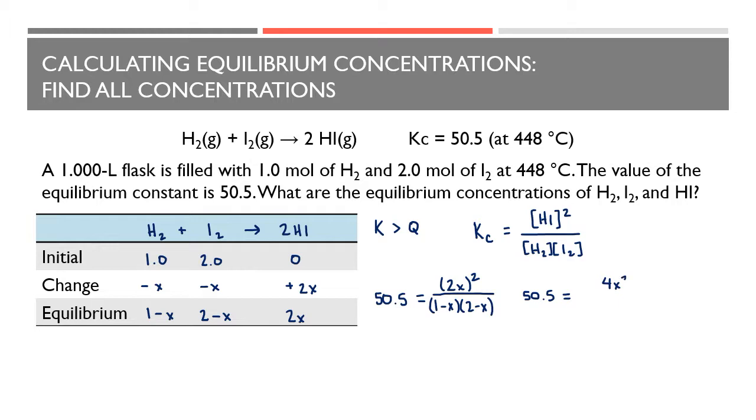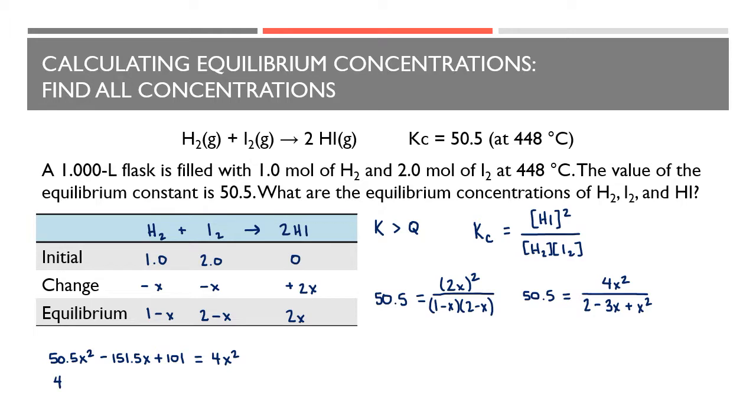So I get 50.5 is equal to 4x squared over, and then I have to do FOIL. So the first is 2, the inside and the outside is 3x, and the last is x squared. This is going to be a problem for me. I can already see that. So I have 50.5, and I'm going to distribute that. I'm going to cross multiply just like I did in the last problem, but this time I'm distributing 3 different values. So I have 50.5x squared minus 151.5x plus 101 equals 4x squared.